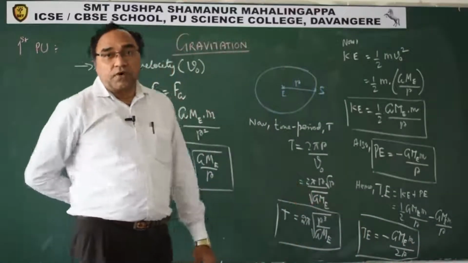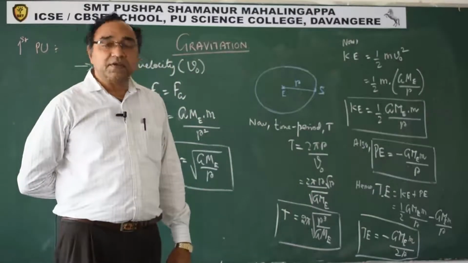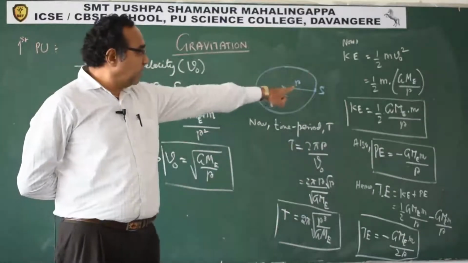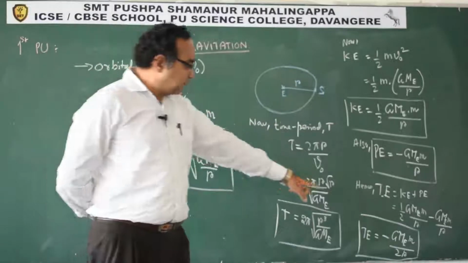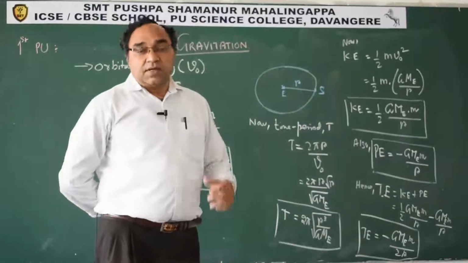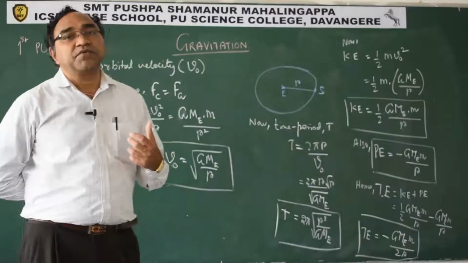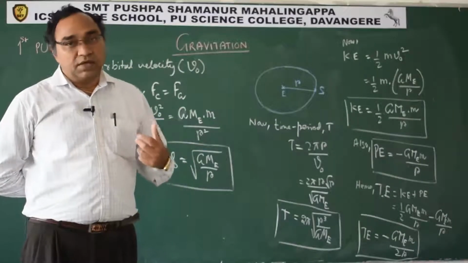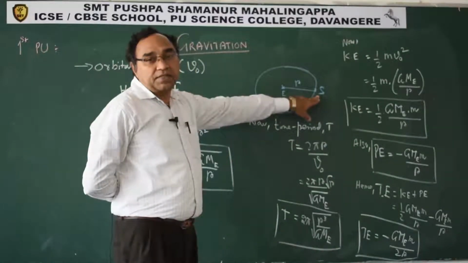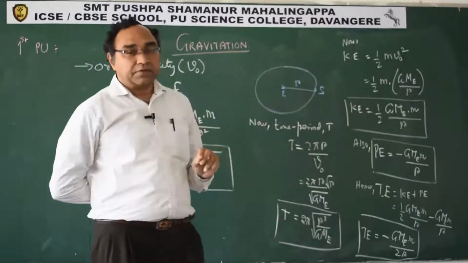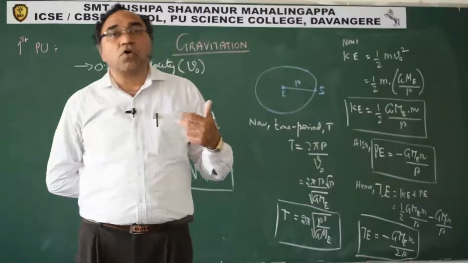See, students, observe, total energy is coming negative. What does that mean? This means that the satellite and the earth system is highly stable because energy is negative. Any system in which the total energy is negative means that the system is extremely stable. So here also, this satellite is highly stable in the given orbit. This means that the satellite cannot come out of the orbit on its own.